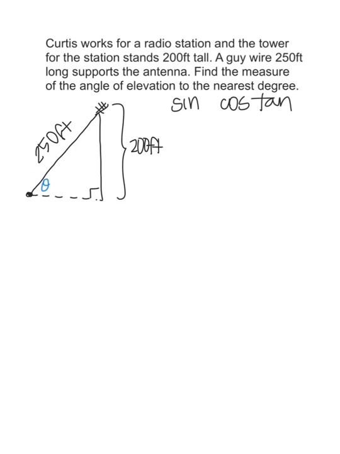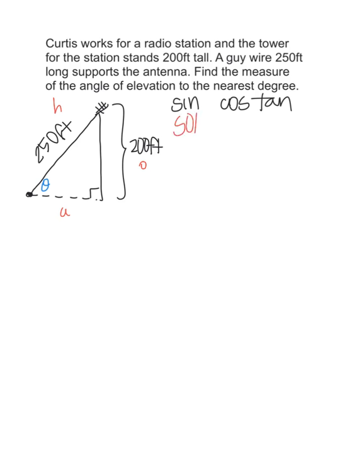So I went ahead and drew a picture over here. So here's my antenna, 200 feet tall. Here's the guy wire that attaches the antenna to the ground, and I want to know what the angle of elevation here is. So from the ground looking up, what is that angle? So I first want to figure out, am I using sine, cosine, or tangent? Well, I know if I'm situated at that angle, this is my opposite side, this is my adjacent, and this is my hypotenuse. So I'm not using anything with adjacent in it.